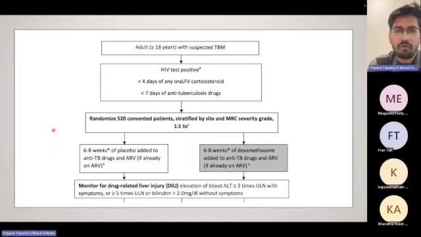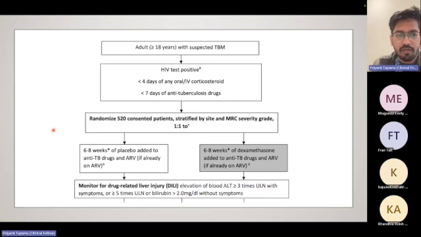So this was the protocol. They included anyone with suspected TB or a diagnosis of TB meningitis, any adult above the age of 18, HIV test positive, less than 4 days of steroids, less than 7 days of ATT, and they considered taking 520 patients. I'll talk about this as well. And they divided them into two groups, one receiving dexamethasone, one receiving placebo.